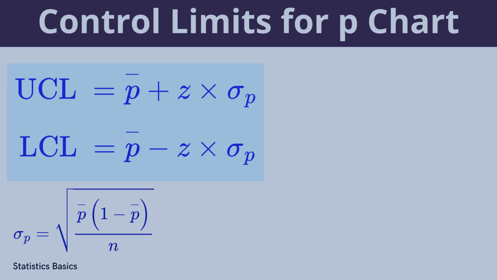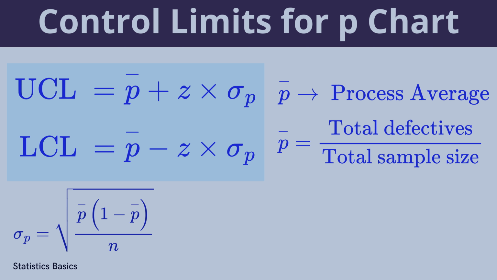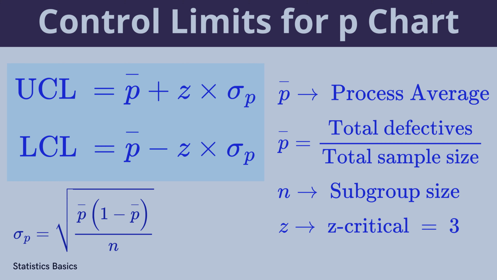In these equations, p-bar represents the process average, or the center line. It is calculated by dividing the total number of non-conforming units by the total number of units inspected. The variable n represents the subgroup size, while the value z equals 3 represents the 3 sigma limit, which captures 99.73% of the data points under stable conditions.